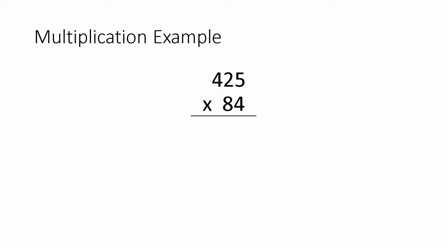Let's look at a few more examples. Here we have 425 times 84. We start on the right, start with our 4 and multiply it straight across. So 4 times 5, which will give us 20, write down the 0, carry the 2. 4 times 2 is 8. 8 plus 2 is 10. So we'll write down the 0 for that and carry the 1. And then 4 times 4 is 16. 16 plus 1 is 17. So we write down our 17.